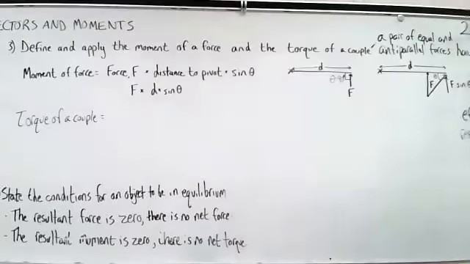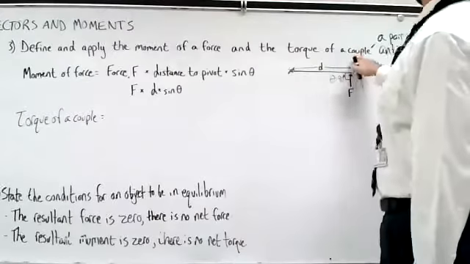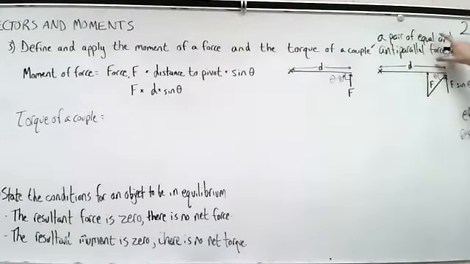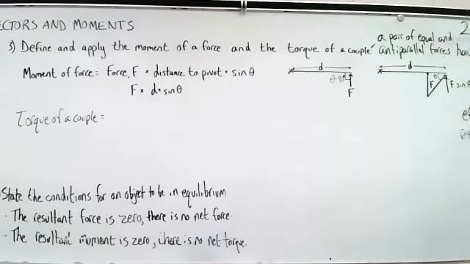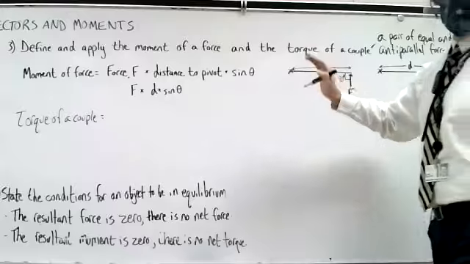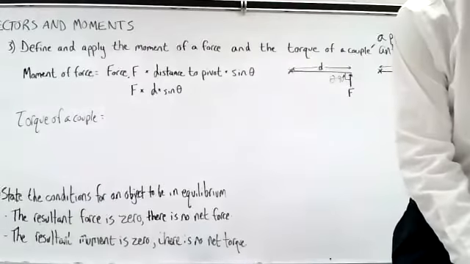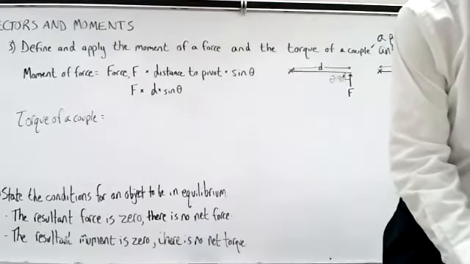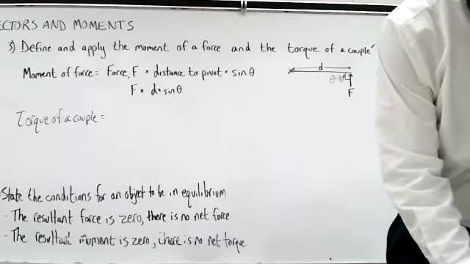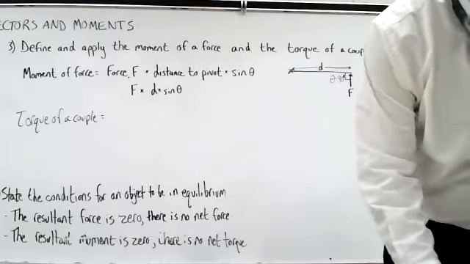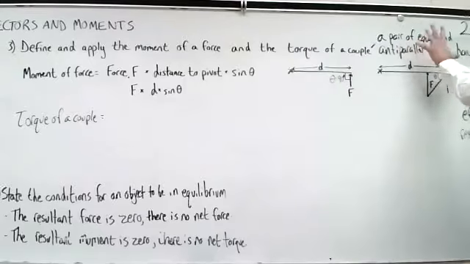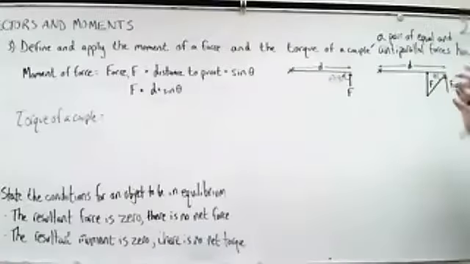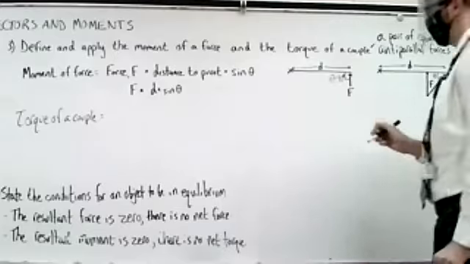Okay, so it produces a turning effect. That's what a couple is: a pair of equal and parallel forces having a turning effect with no resultant force. The torque of a couple is the product of one of the forces. So the couple is the pair of forces. The torque of a couple is calculated like this: one of the forces times the perpendicular distance between them.